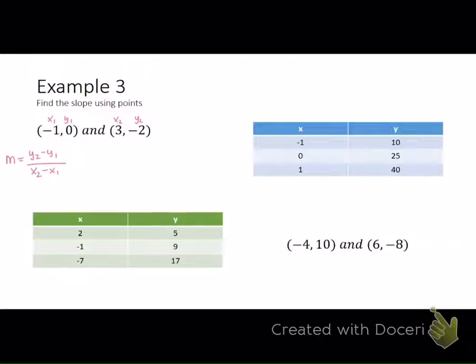All right, so tell me what would be on top of this equation. What would be the top part, Jordan? -2 minus 0. Very good. y2 minus y1. And what would be on the bottom, RC?